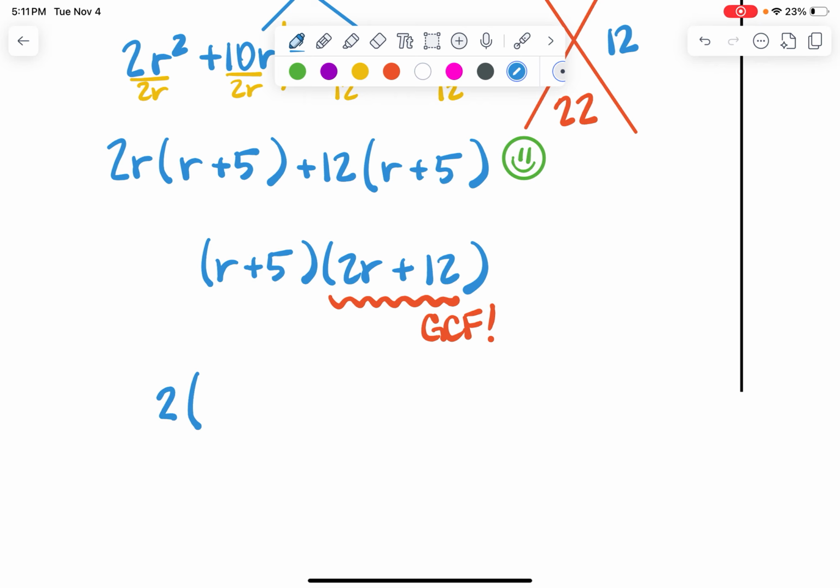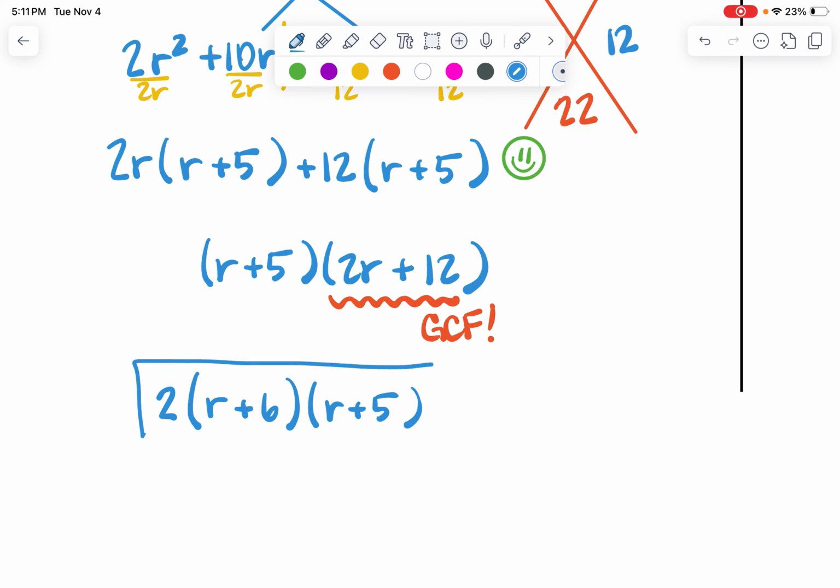That'd be 2R plus 12, which would leave me with R plus 6 if I divide both of those by 2. And then, of course, I'm going to keep that R plus 5. He was fine the way he was. And that is going to be our final answer.